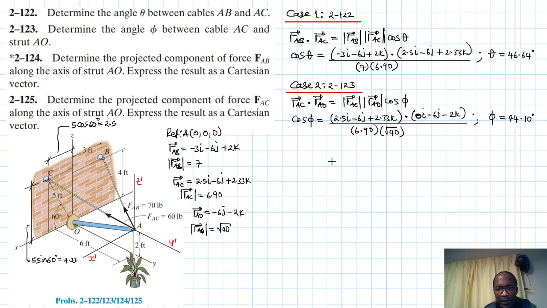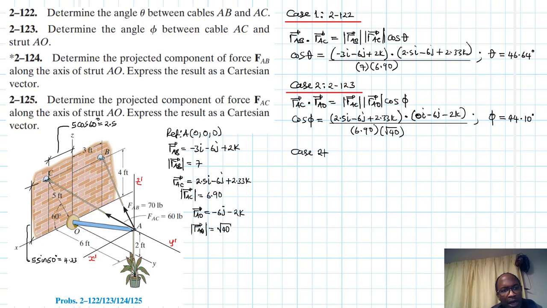Let me do it again. So 36 plus 2.33 times minus 2, divided by 6.9 times root of 40. Cos inverse of that, 44.1. So this is the angle between AC and strut AO. Alright, so let's go to the third case.